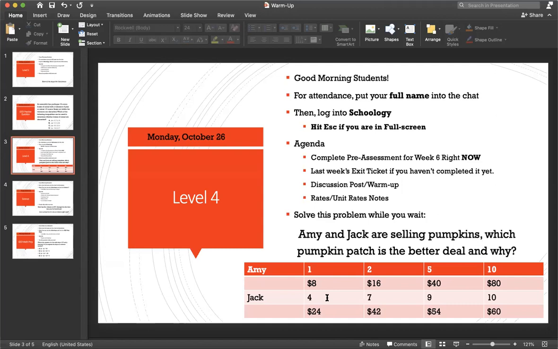We're comparing two quantities that are different. They're not the same. If I were to compare the number of male students and the number of female students, I'm still comparing people, so that wouldn't be a rate. But when I compare two different things, miles to hours, price to amount, that is considered a rate. Okay, so we're going to get into that today, and we're going to take a look at our discussion post in Schoology.